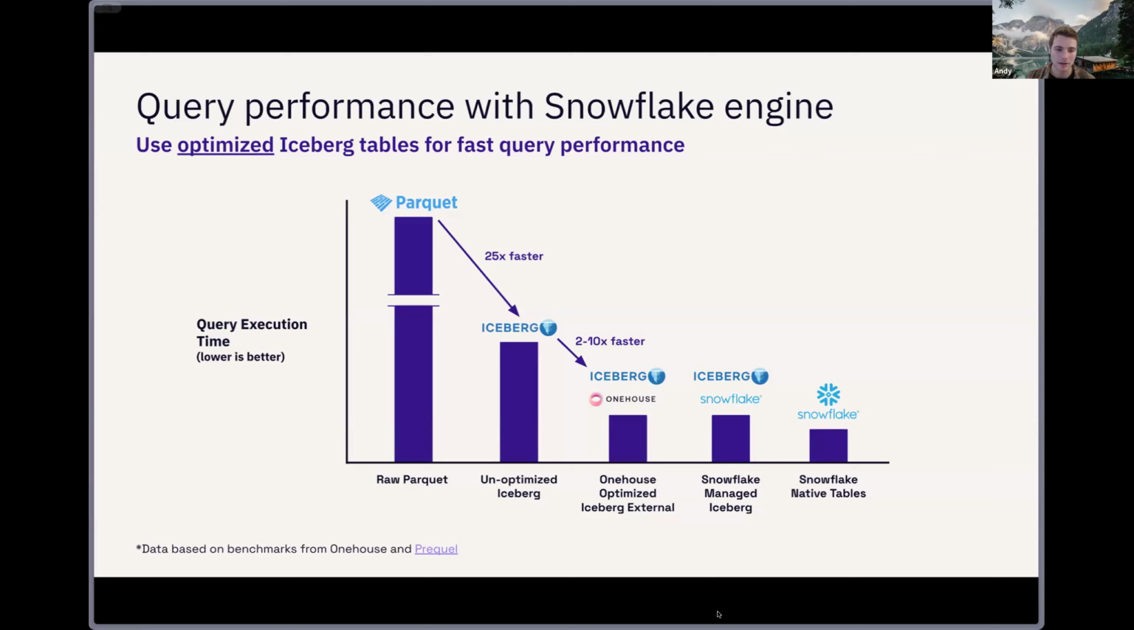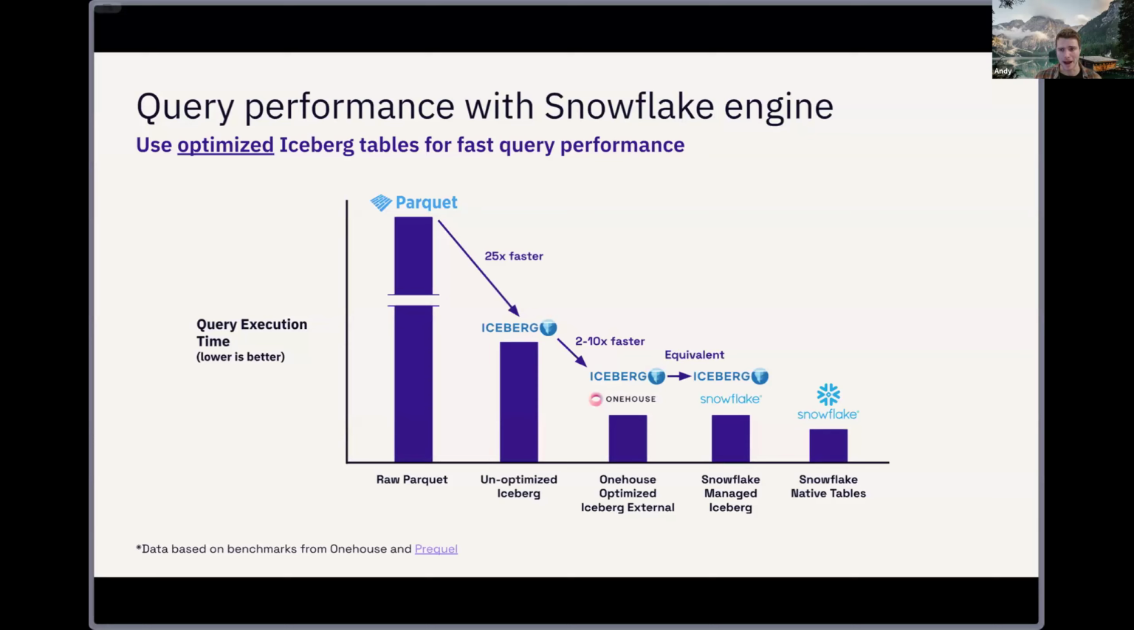And you note here, I've got the Onehouse logo. You could do this yourself, where you might have to tune things and figure it out, or use a service like Onehouse where we'll automatically optimize those Iceberg tables for you. And then you can query those as external Iceberg tables in Snowflake.